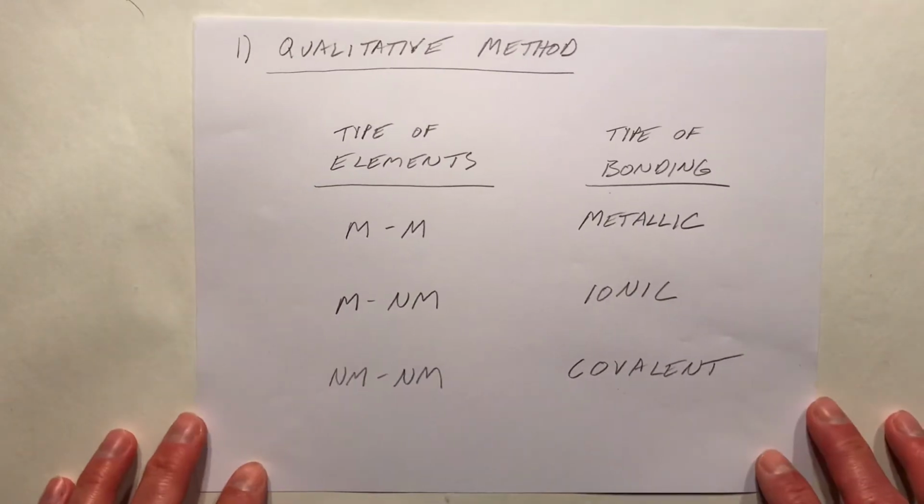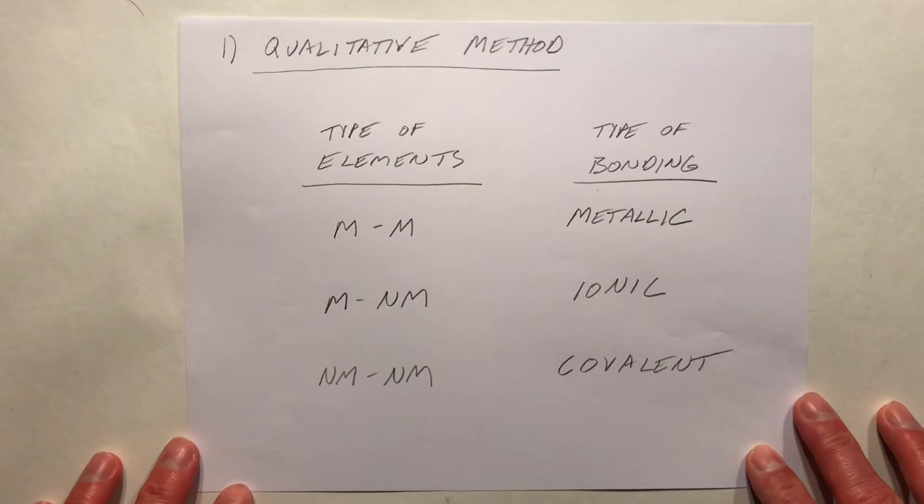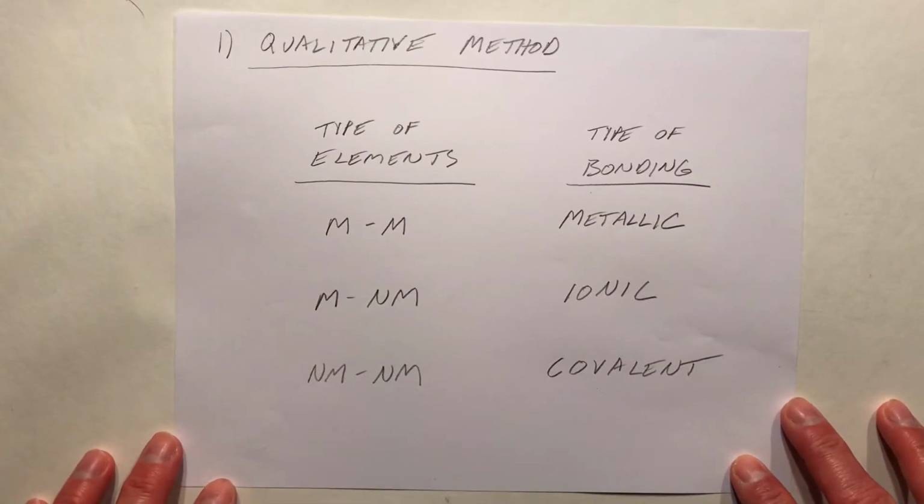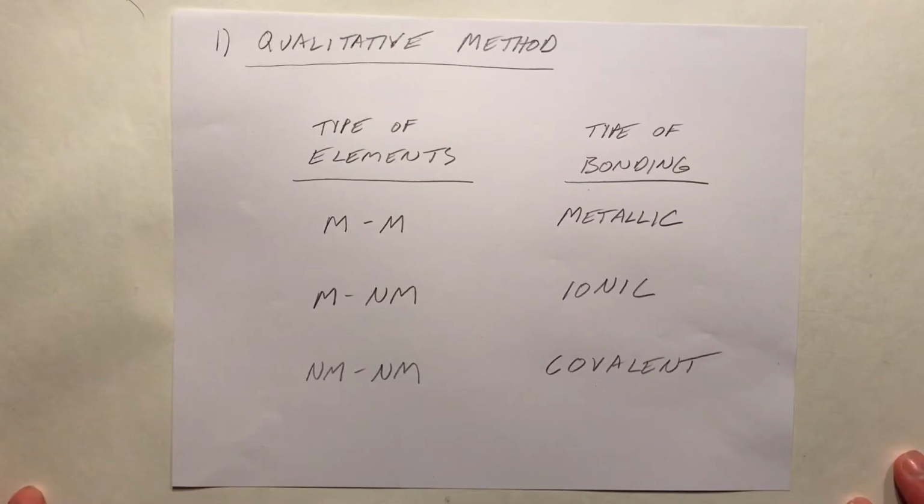The first method of identifying the bond type that happens between atoms is a qualitative method. Now you might remember that we've used the terms qualitative and quantitative before when we were talking about observations. Qualitative describes something that is characterized without a number. So we're describing it by its quality. Whereas quantitative is characterizing something using a number.